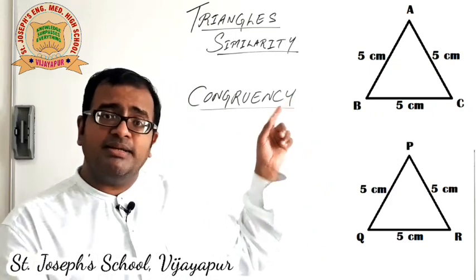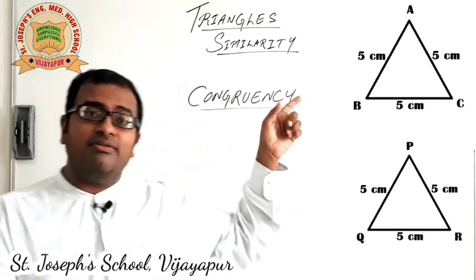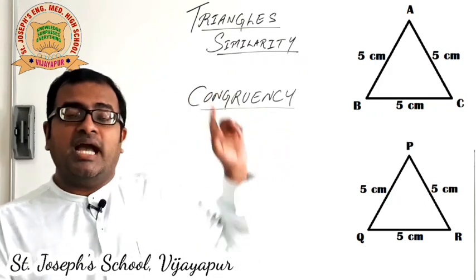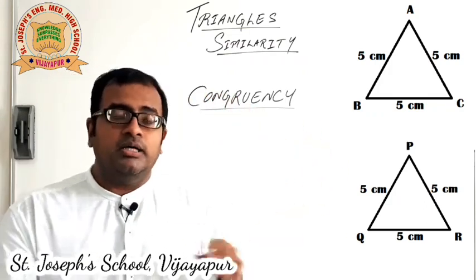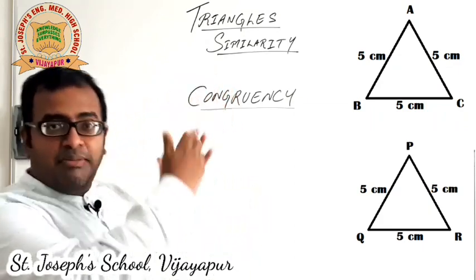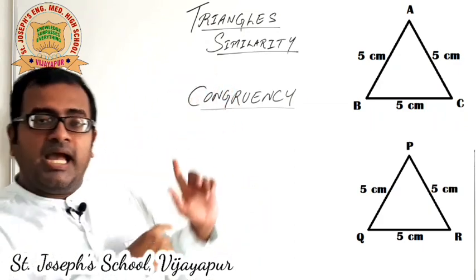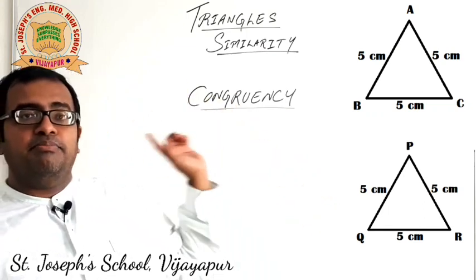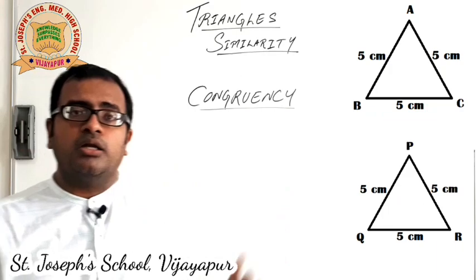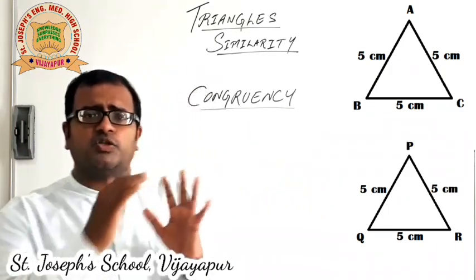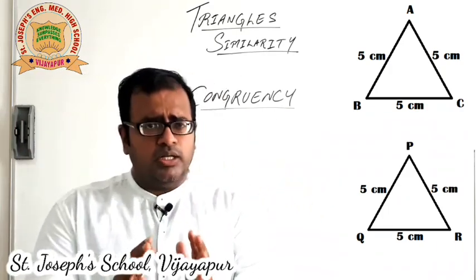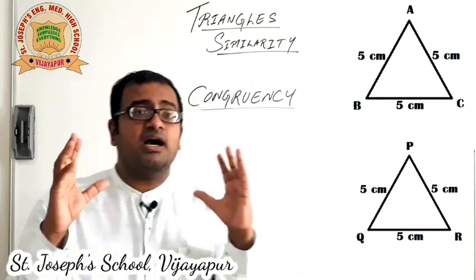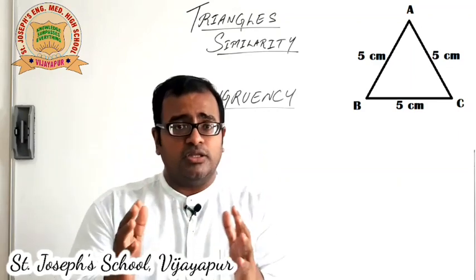Suppose you are comparing ABC and PQR. Angle A will be equal to angle P, angle B will be equal to angle Q, angle C will be equal to angle R. And the sides AB will be equal to PQ, AC will be equal to PR, and BC will be equal to QR. So their corresponding sides and corresponding angles will be equal. Both are equal, the angles as well as sides. Then we say they are congruent, they fit into each other.